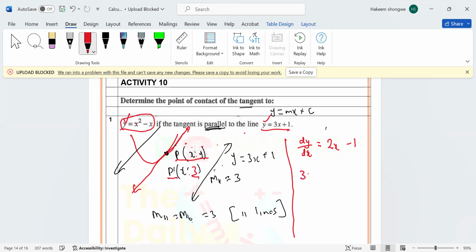Then you can come and say we have 3, which is going to be 2x minus 1. Take the 1 to this other side, and you are going to have 3 plus 1, which is going to be 2x. Divide by 2, you divide by 2, so x is going to be 2.